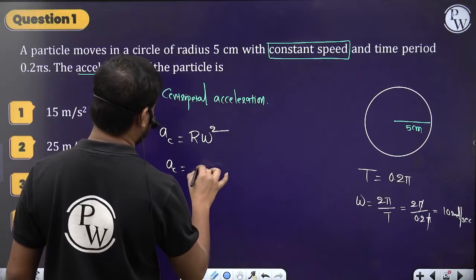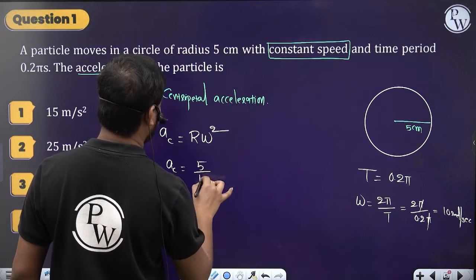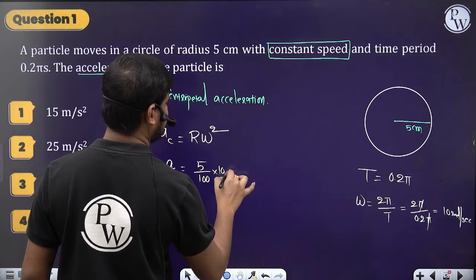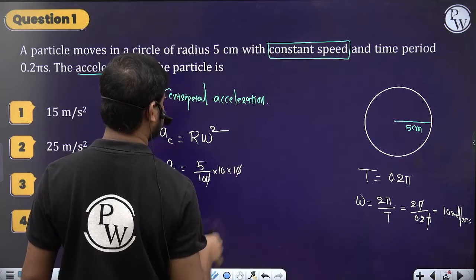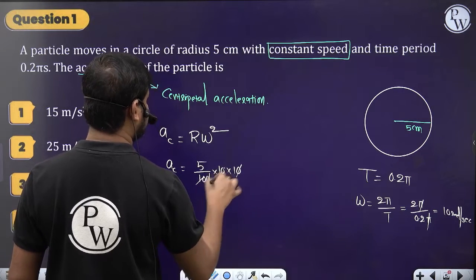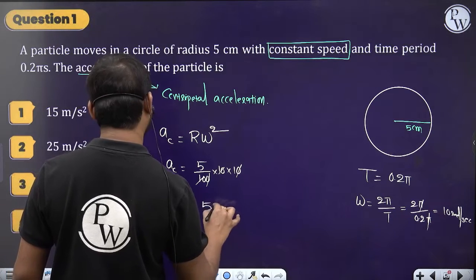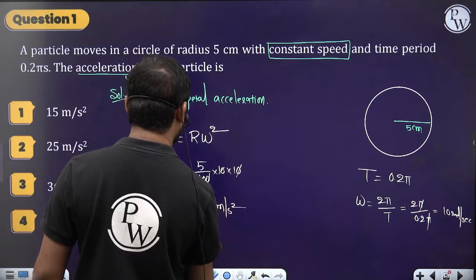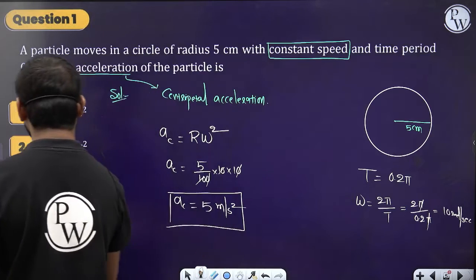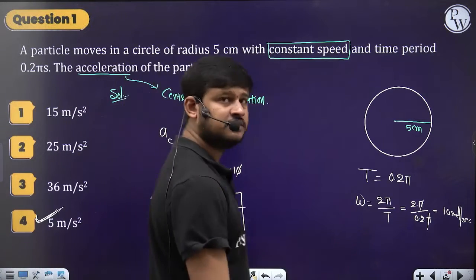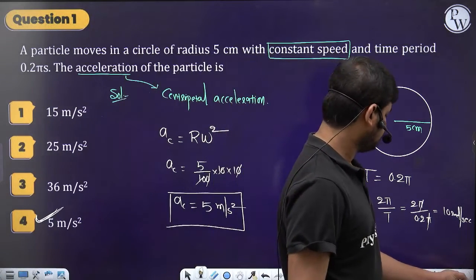What is R? 5 by 100 into omega is 10 into 10. So here 0 cancels and 10 cancels. So then AC is equal to 5 meter per second square. Option D is the correct one. Clear guys? Understood? Chalo, so let's move further.